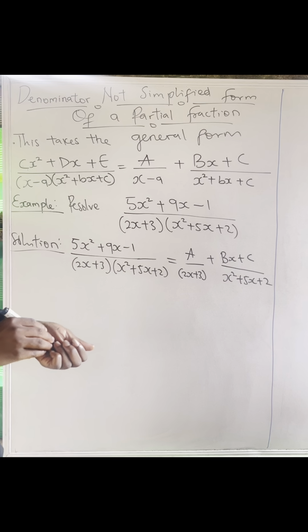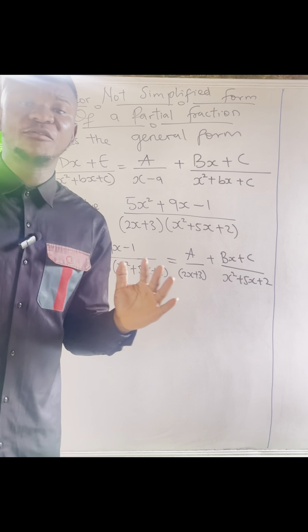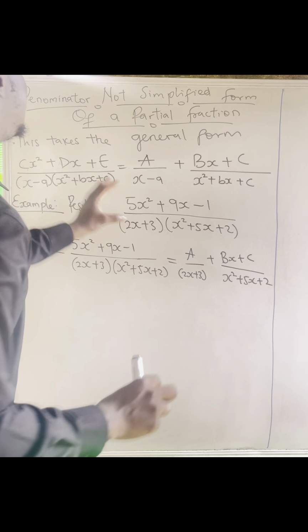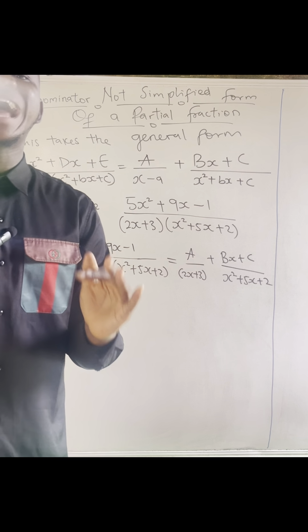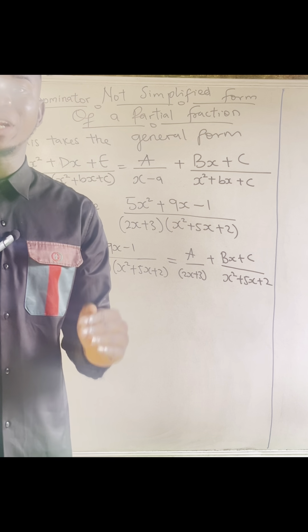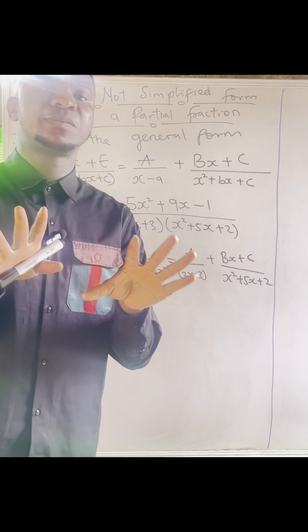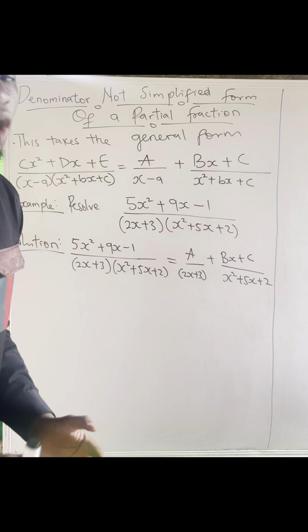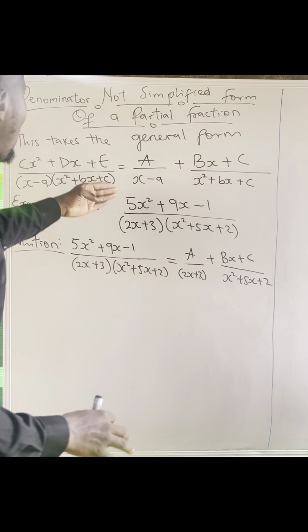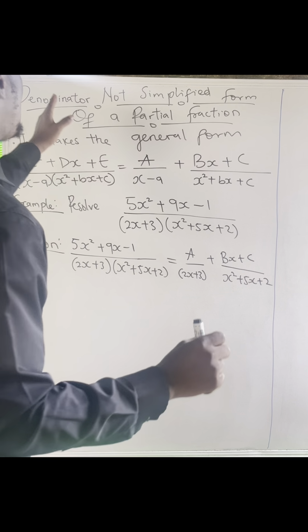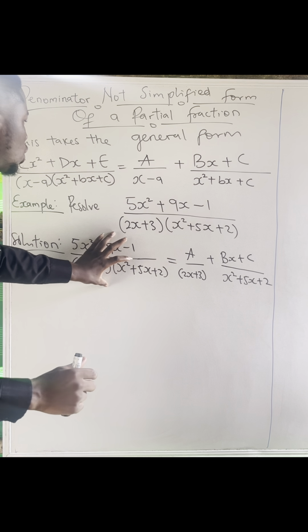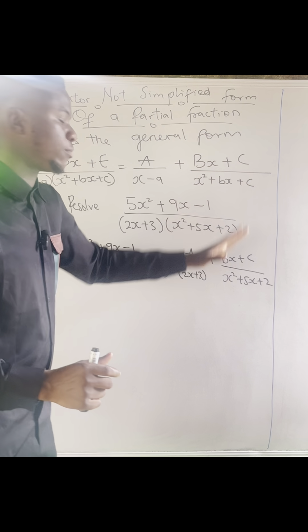So if you know that you want to be using the long method in solving partial fraction questions, then you must be used to this general form and you must be able to show your working. This simply means that you must be cool and you must be calm whenever you are solving partial fraction using the long method. So this question falls under denominator not simplified. So that is why I am equating this question to this general form.